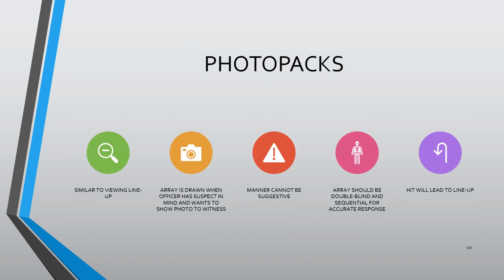Let's now turn to PHOTOPACKS or photo arrays. A witness viewing a photo array is similar to that witness viewing a lineup. The array is drawn when the officer has a suspect in mind and wants to show the photo to the victim or witness, but the manner in which the officer does so cannot be suggestive. Like the lineup, the array should be double-blind and sequential for a more accurate response. An identification, known as a hit, will then lead to a lineup.